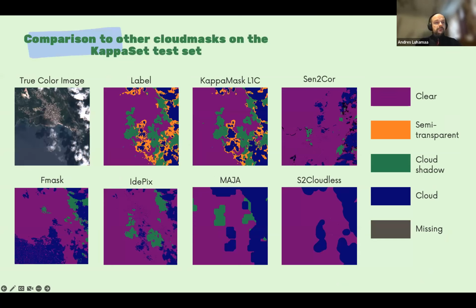And here is one example of the output. The labeling is the manually created cloud mask based on this input image, but of course this particular label has not been used in the Kappamask training. It's just for testing purposes. And at least for this particular case, you can see the difference, how different cloud mask solutions give you information about this particular case, which has both semi-transparent clouds and cloud shadows present here.